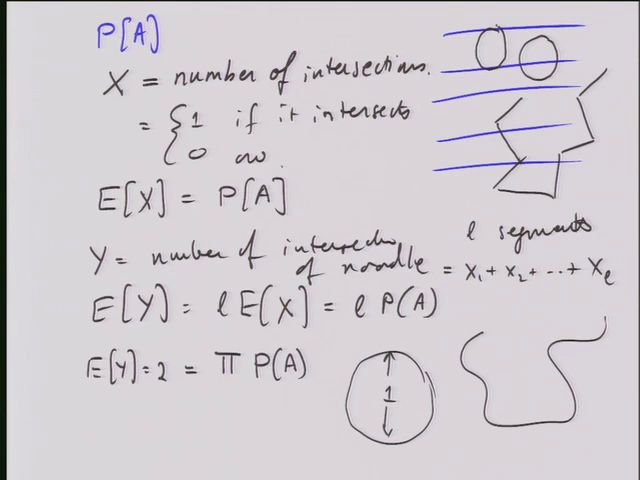If you had L segments of length one, then the noodle would have length L. But later I said it doesn't matter. You could put together any number of segments, and as long as the total length is L, that's going to hold. Then the expected value of Y is L times the probability of A. The L segments only applies to length one, and later we said you can subdivide them and make them small. All that matters is the total length of the segments.